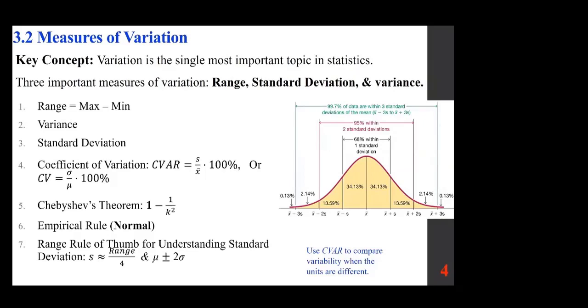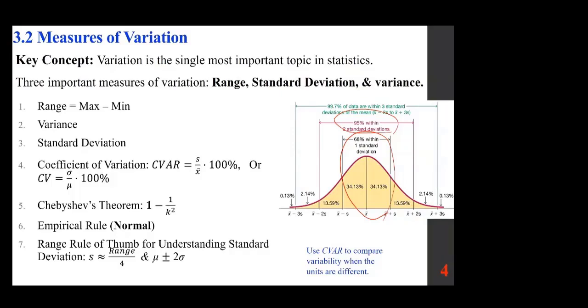Chebyshev's theorem refers to distributions that are not normal, or in general, and it uses the formula 1 minus 1 over k squared. K is the number of standard deviations away from the mean. Empirical rule, or the normal distribution, is referring to the picture on the right side. If you start with the mean and you go one standard deviation away, it covers 68% of the data. If you go 2 standard deviations away, it covers 95%. And if you go 3 standard deviations away, it covers almost everything, 99.7%.